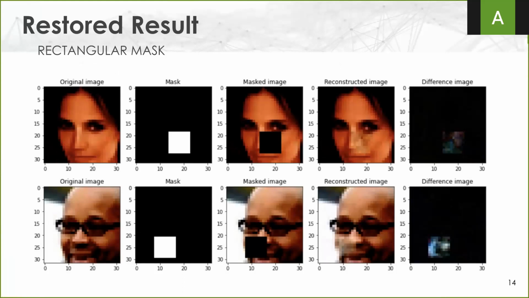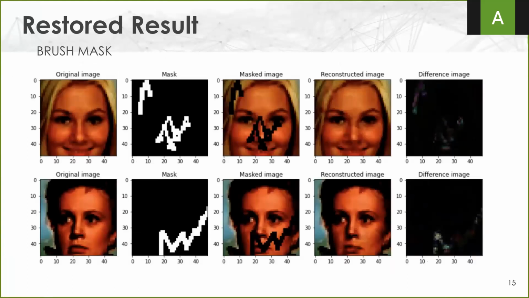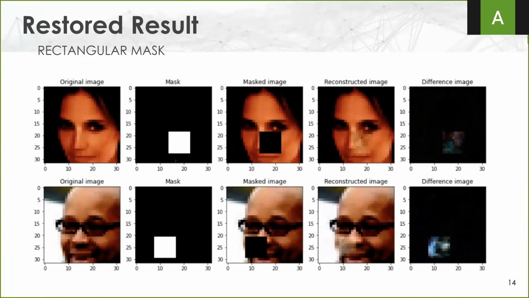Okay, let's look at how the rectangular mask influences the results. Here we can see the rectangular mask and here the brush mask. Applying the rectangular mask, we don't really get the same image as the original one, and you can see that the reconstruction wasn't good.